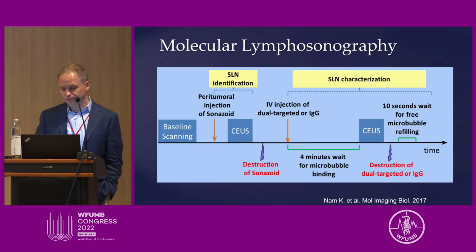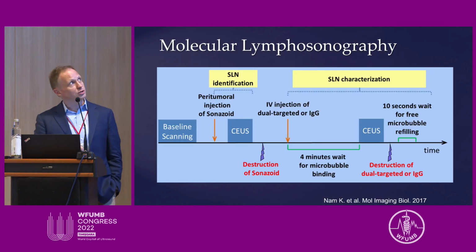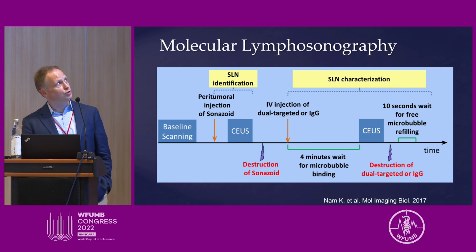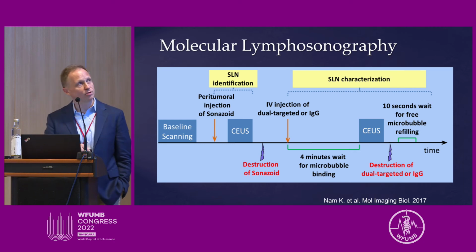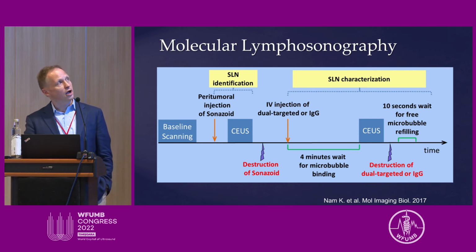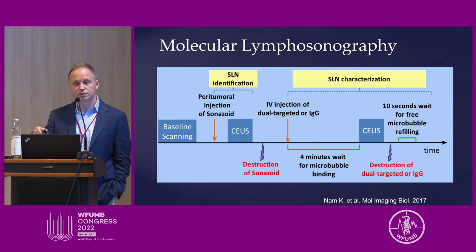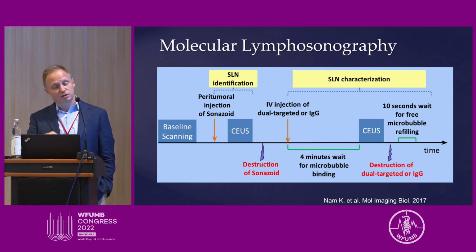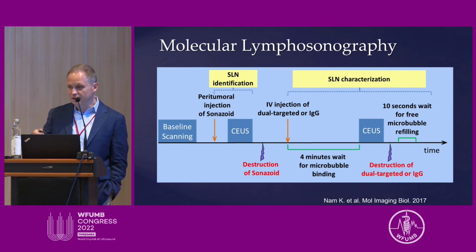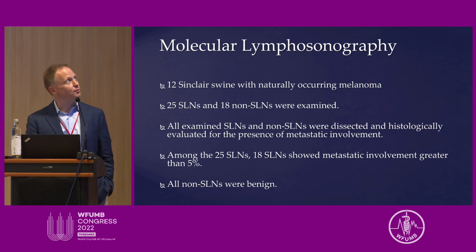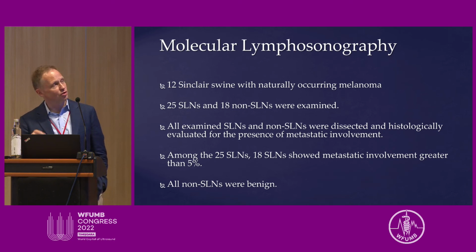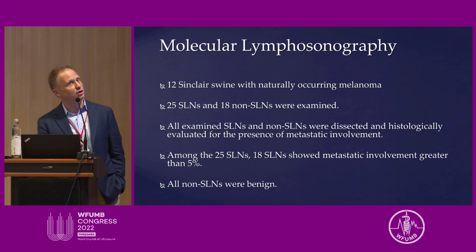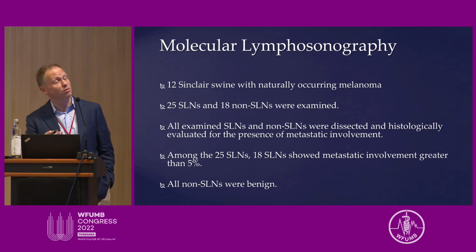So what we did, we split this crazy study in 2 parts. First, we did sentinel lymph node identification with subcutaneous injection of Sonazoid, and we would find sentinel lymph nodes. We would mark them, and after we know where they are, we would inject targeted microbubbles and see if we can characterize those lymph nodes using molecular ultrasound. We did this in swine. It's not ready for clinical translation yet because we don't have a clinically translatable microbubble commercially available yet.